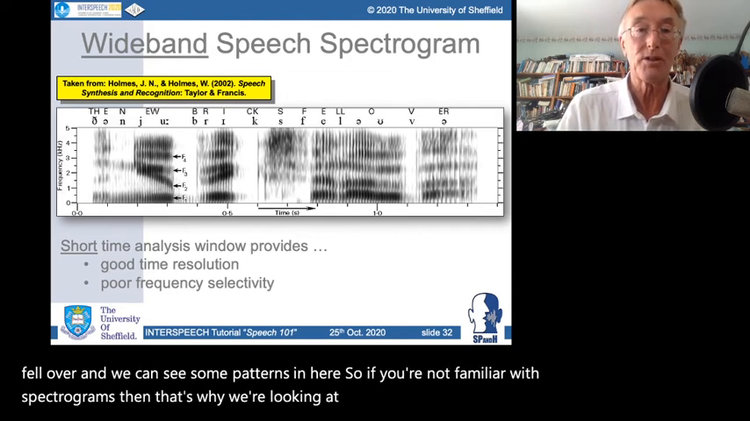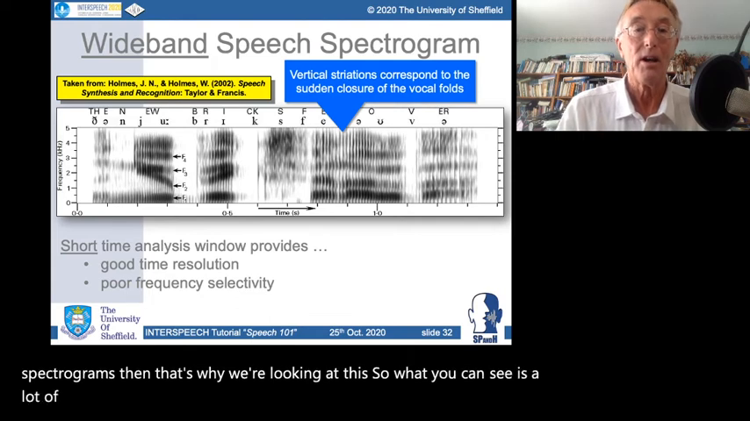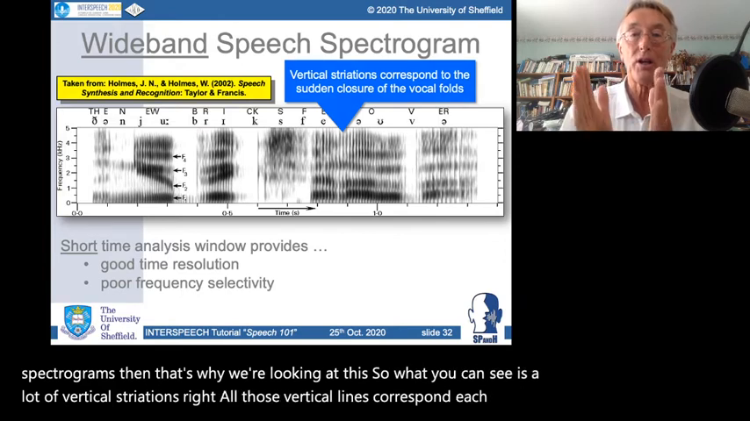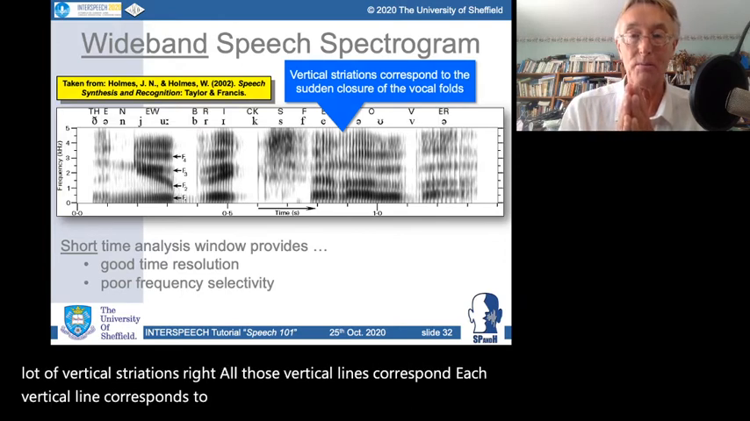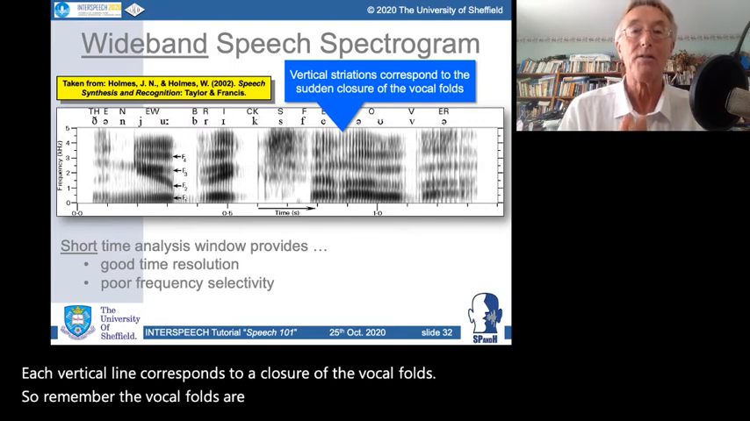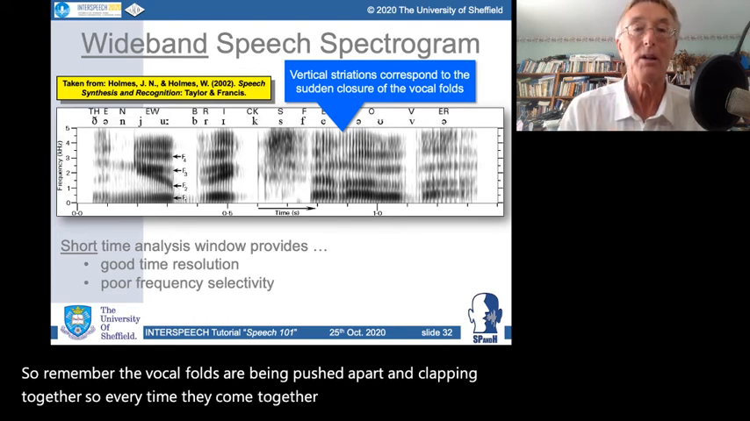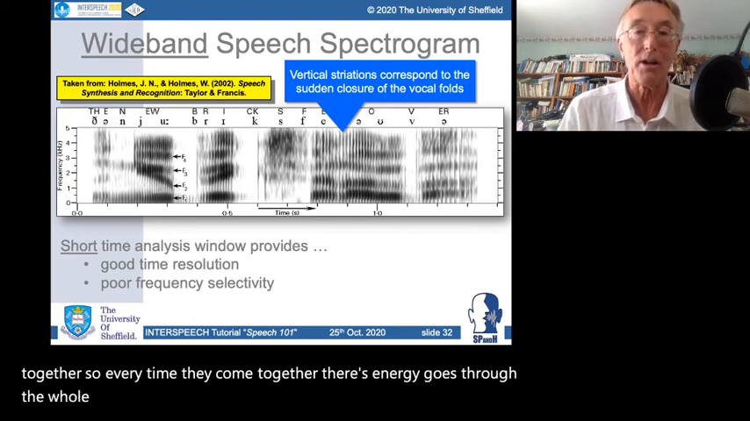So what you can see is a lot of vertical striations, right? All those vertical lines, each vertical line corresponds to a closure of the vocal folds. So remember, the vocal folds are being pushed apart and clapping together. So every time they come together, energy goes through the whole system. And that's what you're seeing in the spectrogram there. That's what those vertical striations are.